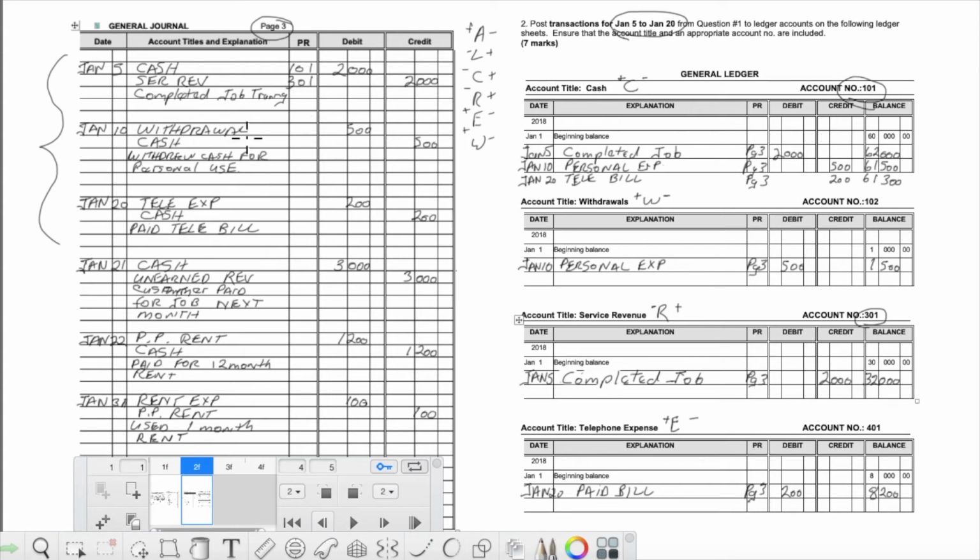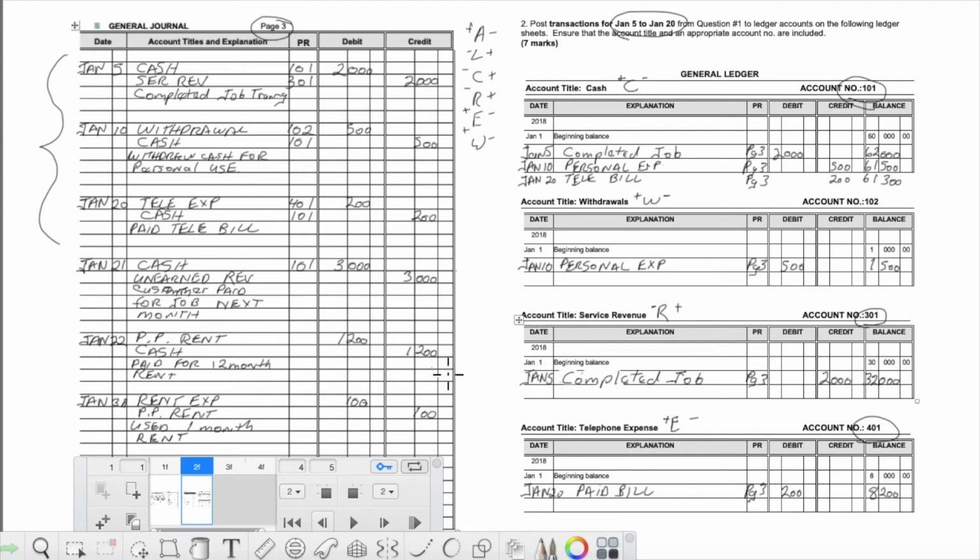Perfect. Withdrawal, what account did that get put under? Account number 102. Cash, where did this one get counted? Well, cash is 101. Telephone expense, 401. Once you start going, cash was 101 because we just did that. Cash again, 101. Unearned revenue.